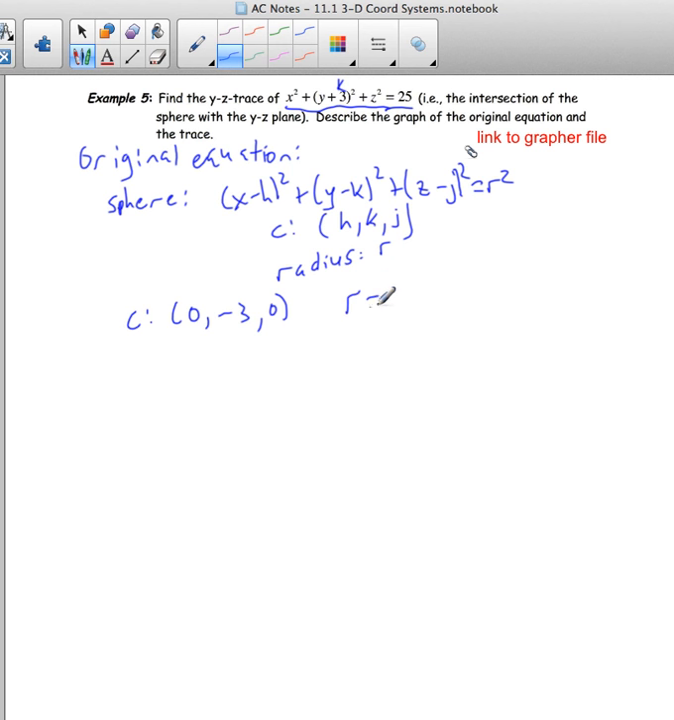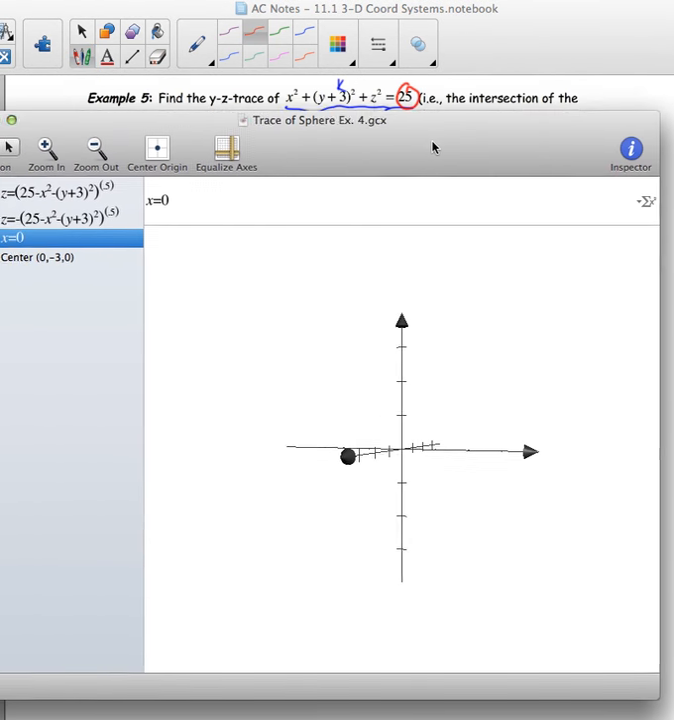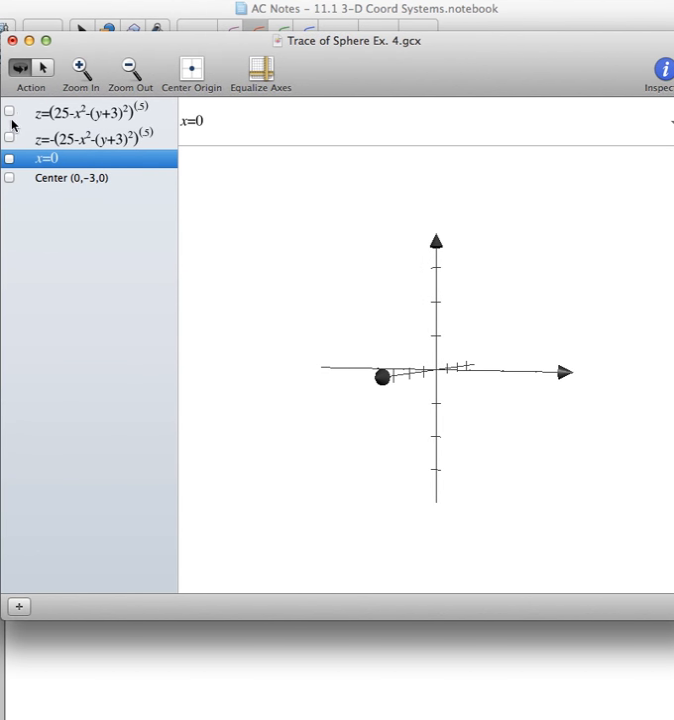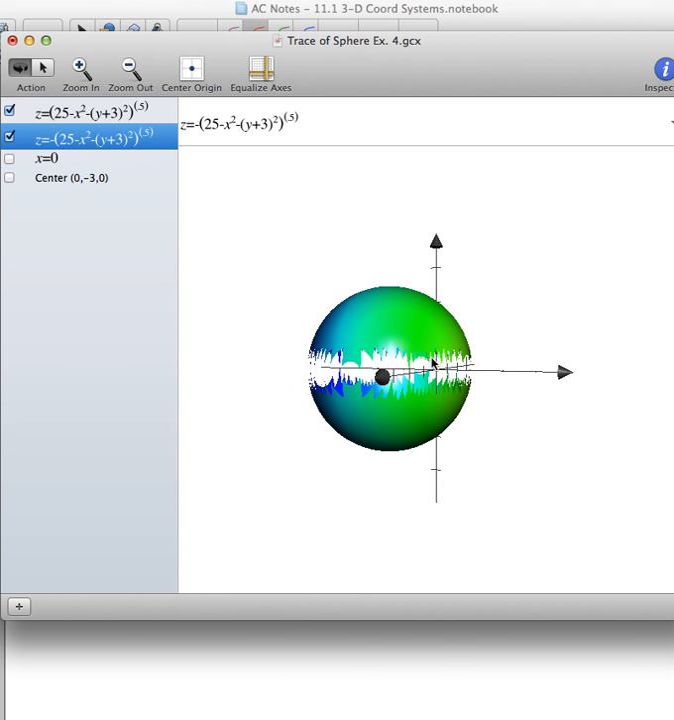And our radius comes from this term. The radius is the square root of 25, which equals 5. So our original equation is a sphere in 3D with center (0, negative 3, 0) and radius of 5. And I'm going to show you what that sphere looks like. It doesn't look great in this program, but you get the idea.